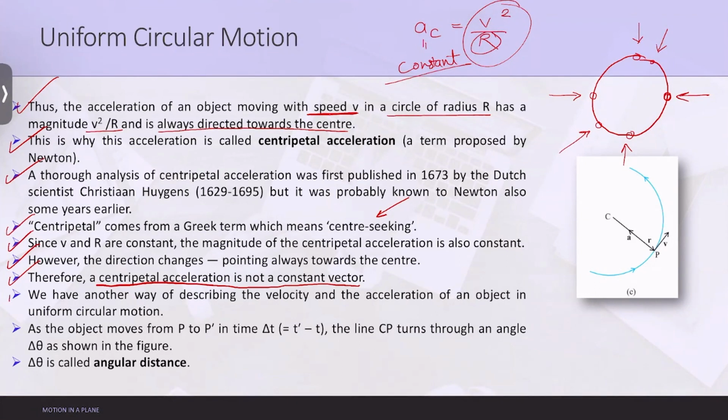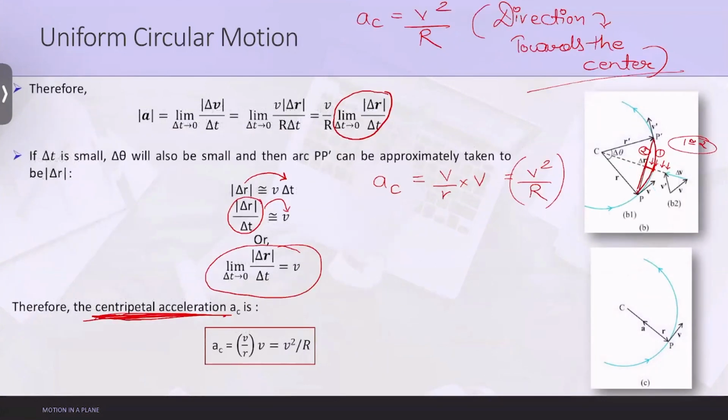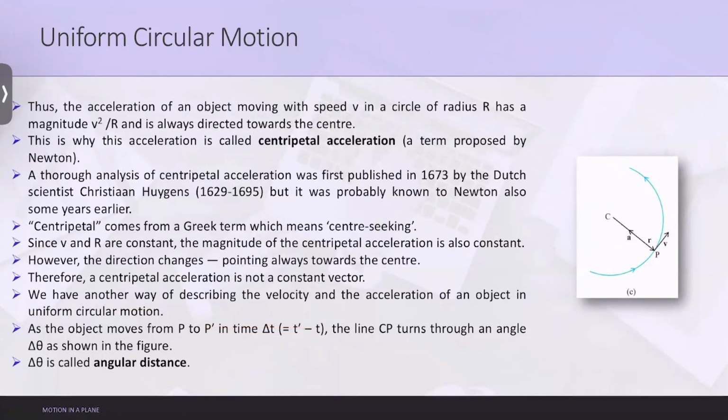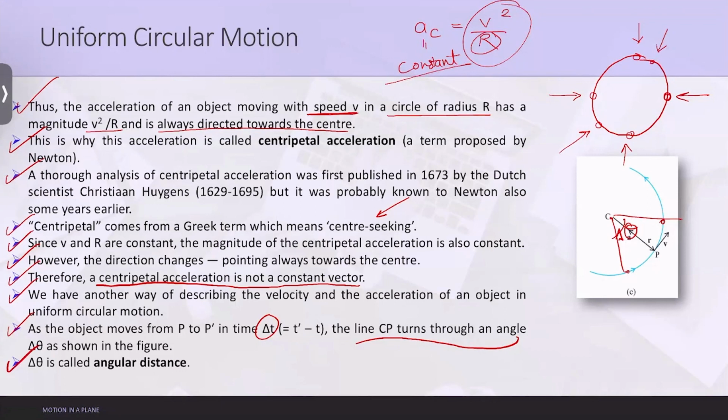Okay. So we have another way of describing the velocity and the acceleration of an object in uniform circular motion. So let us try to find this way. As the object moves from P to P dash in some time delta t, the line CP turns through an angle delta theta as shown in the figure. This was the delta theta which was obtained in the previous diagrams, if you see clearly here. So this is your delta theta. This delta theta is called the angular distance.